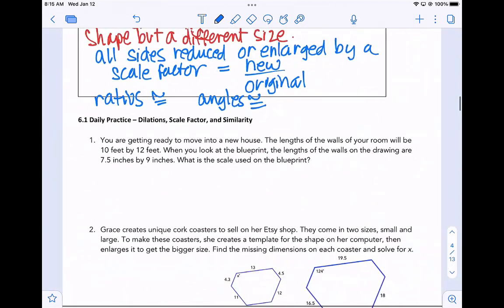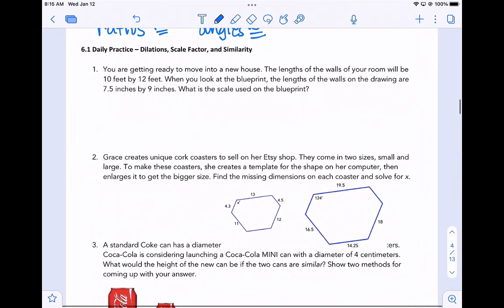Okay, so here's your daily practice 3 problems. So look through these, see if you can use what you've learned today about what is a similar figure? How did we look at LeBron James and figure out how to find these new measurements using a scale factor to solve 1, 2, and 3?